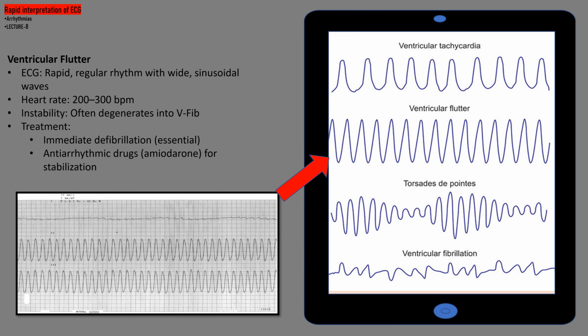Ventricular flutter. Ventricular flutter is a rapid, regular rhythm with wide sinusoidal waves on the ECG. The heart rate typically ranges between 200 and 300 beats per minute. It is highly unstable and often degenerates into ventricular fibrillation. Treatment: immediate defibrillation, essential for stabilizing the rhythm. Antiarrhythmic drugs like amiodarone can be used to help stabilize the heart.